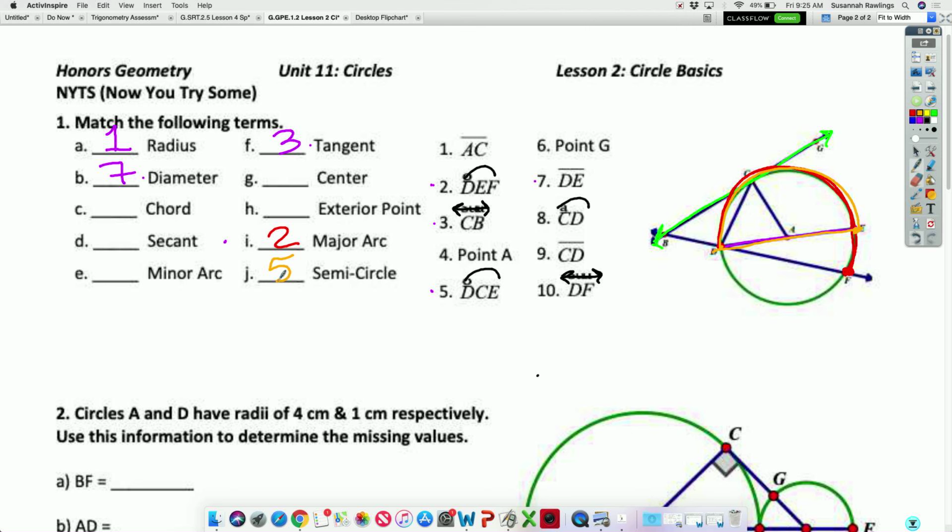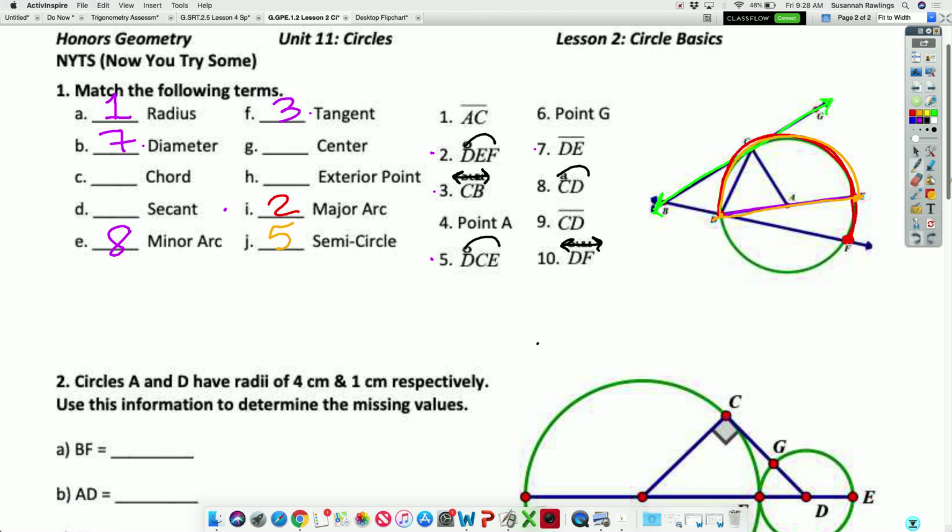Okay, a minor arc, you don't even have to look. How many letters does a minor arc have? Minor arcs have just 2 points, so where is that one here? Number 8. Good. Okay, so I'll pause here and let you guys try the rest of those with your partner.